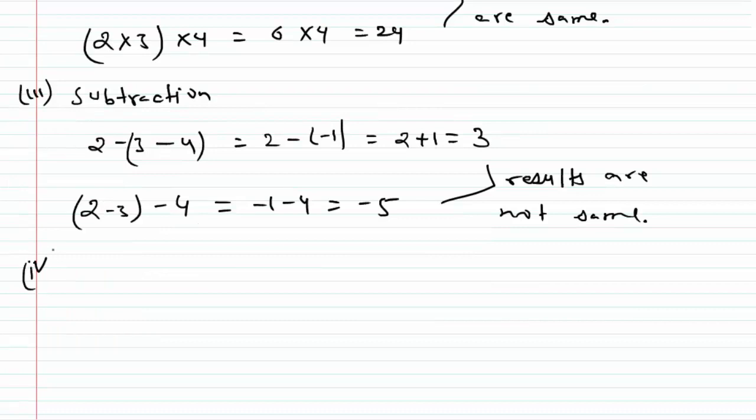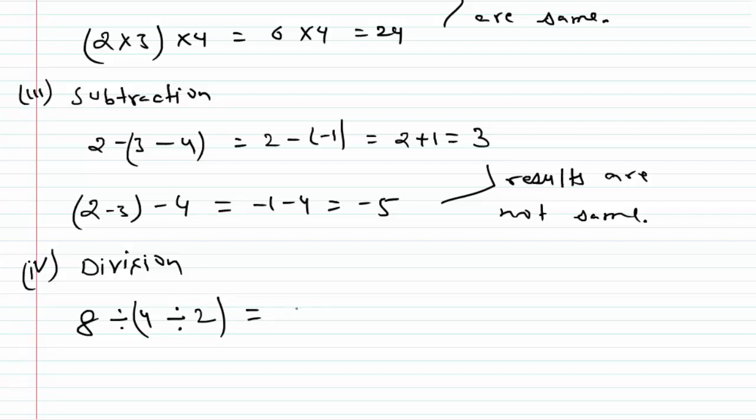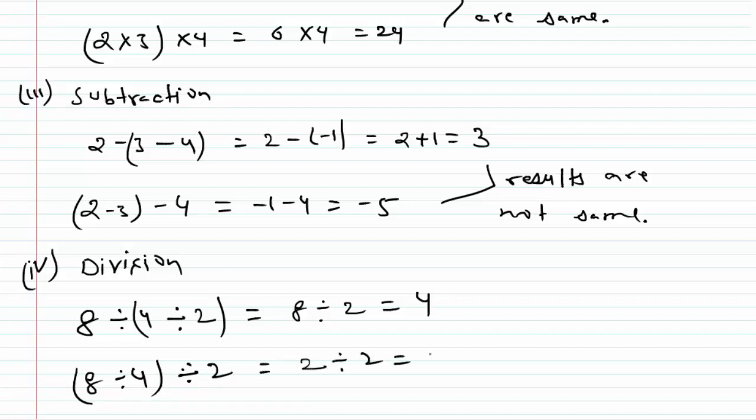Let's see the next operation, that is division. Here you are asked to divide 8 by 4 and then divide the resultant by 2. In the first case you did grouping of B and C, that is 4 and 2. So it will be 8 divided by 2, which will be equal to 4. And in the second case you did grouping of A and B, that is 8 and 4, and then you divided by C, that is the result you will get is 2 divided by 2 equal to 1. Here also the results are not the same.